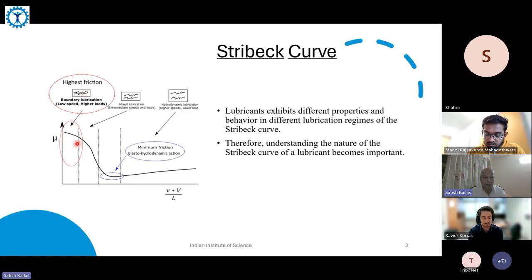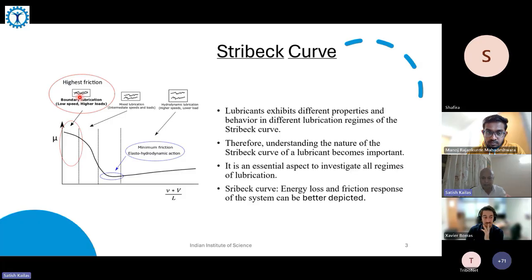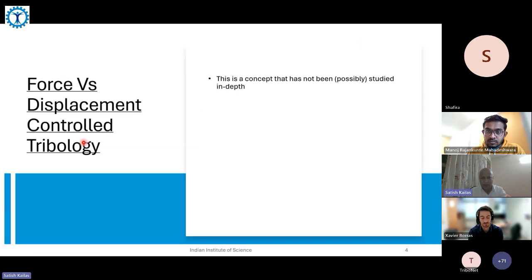But you still need to evaluate this. This portion of the evaluation becomes difficult because doing experiments at low velocities is not easy. And as I go further, you'll realize several things play an important role other than just the oil and the additives. This is basically an energy loss system, the curve, so it has to be better depicted.